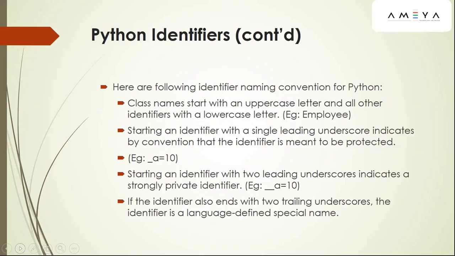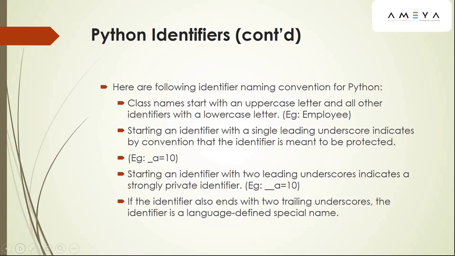Okay. Here are the following identifier naming conventions for Python. Class names start with an uppercase letter and all other identifiers with a lowercase letter. Actually, this is a good example to continue your programming code. You can practice like this. Once you declare a variable or your class name, you can start with the uppercase letter, then you continue with the lowercase letters.